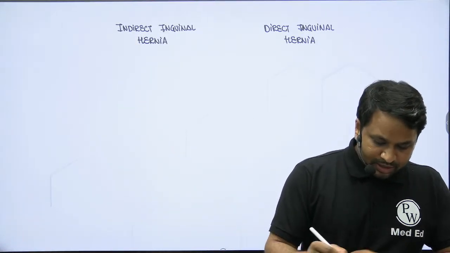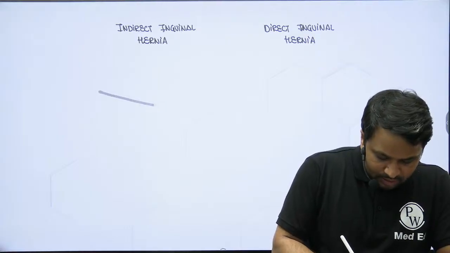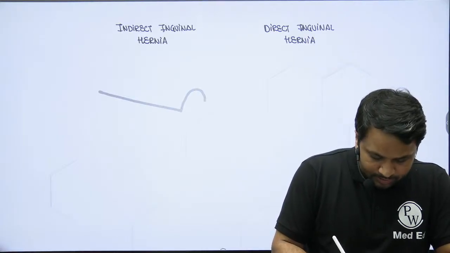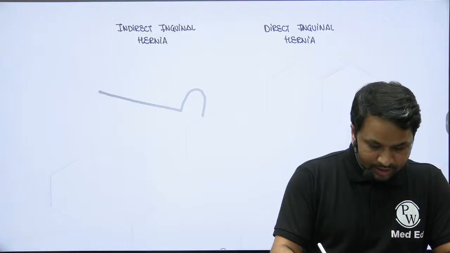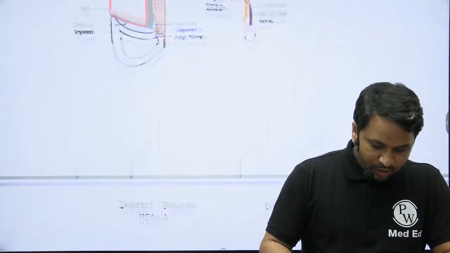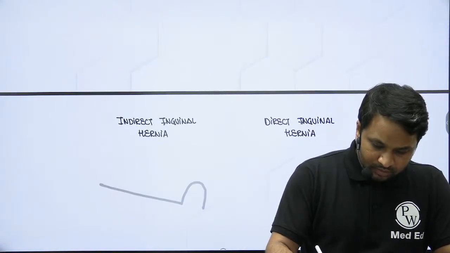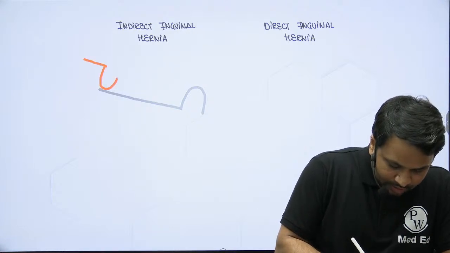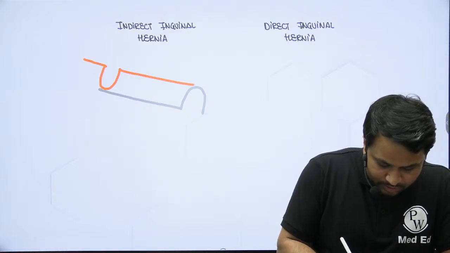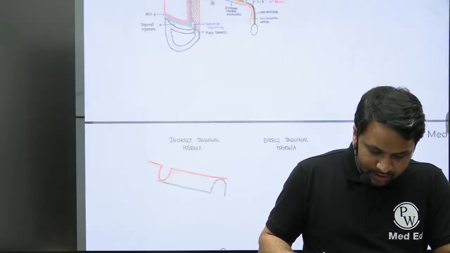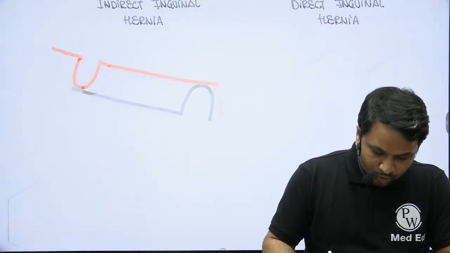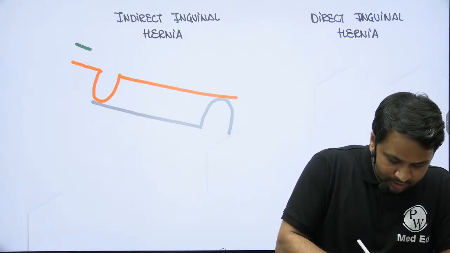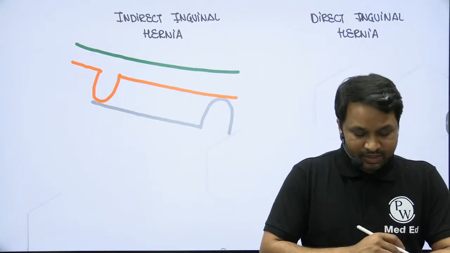Now, what is the representation that you have? You have the external oblique aponeurosis. This happens to be the superficial inguinal ring. Now, deep inside, this is your fascia transversalis. This is your deep inguinal ring. This continues across here, right? Next you have your peritoneum. The peritoneum is going to be present here. So this is the peritoneal surface that you have, right?